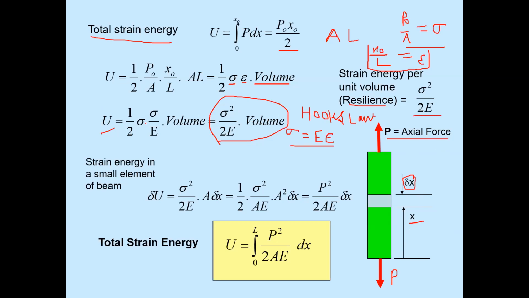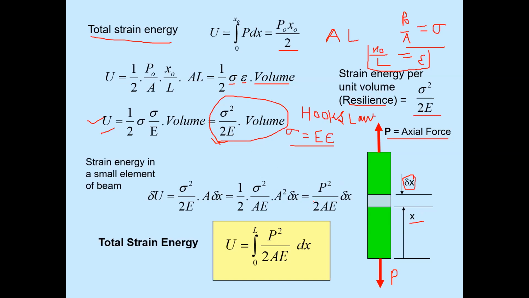Now we have the equation sigma square upon 2E into volume. This is our equation. In each and every case, we will use this equation, sigma square upon 2E. So delta U will be sigma square upon 2E into area into dx, because the deflection is dx. Now, if we multiply area in the numerator as well as in the denominator, what we will get? Half sigma square upon AE into A square dx.